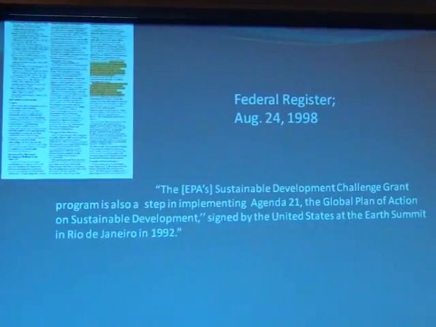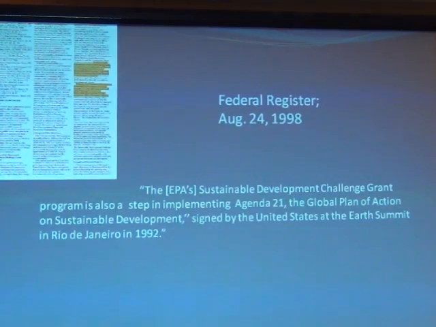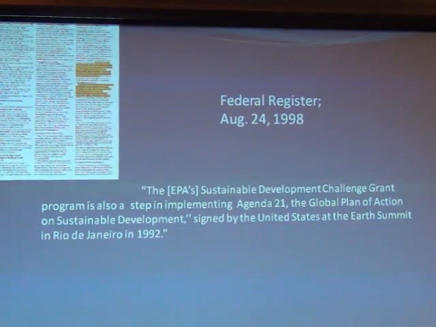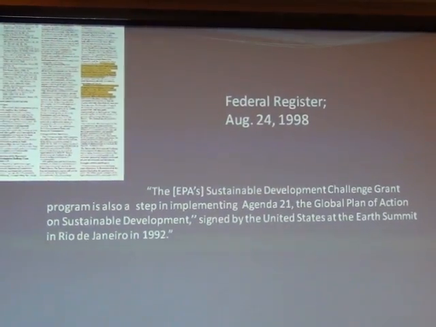Now, we know this because we can go to the Federal Register, 1998. This is the EPA's Sustainable Development Challenge Grant Program, and it says right in there, it's a step in implementing Agenda 21, the Global Plan of Action on Sustainable Development. Just to make sure you're not thinking it's another Agenda 21 or another Sustainable Development, it defines it: the one that was signed by the United States at the Earth Summit in Rio de Janeiro in 1992.